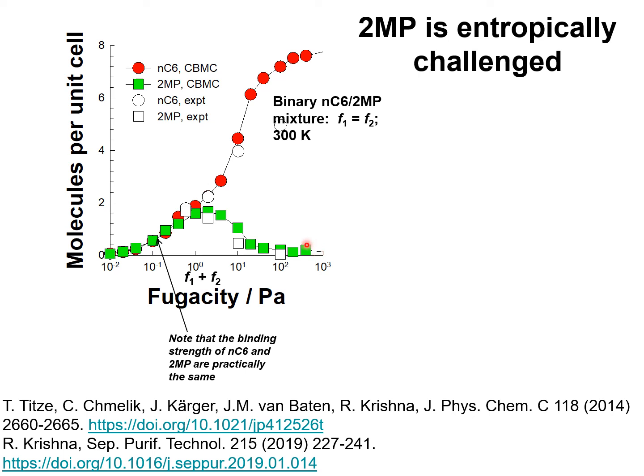In other words, as the structure gets increasingly occupied, the normal hexane molecule is preferentially adsorbed at the expense of 2-methylpentane, that is virtually excluded because it is entropically challenged. This entropy effect is so strong that it leads to near total exclusion of the branched isomer. Further details are provided in these publications.